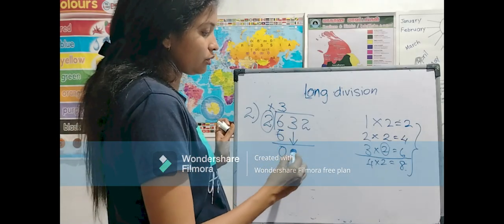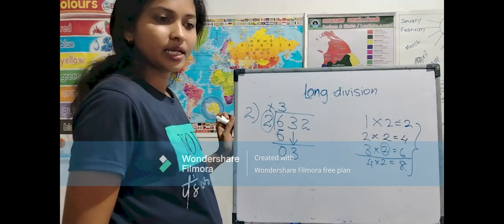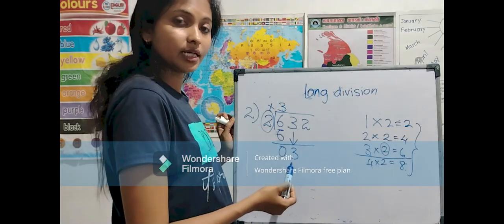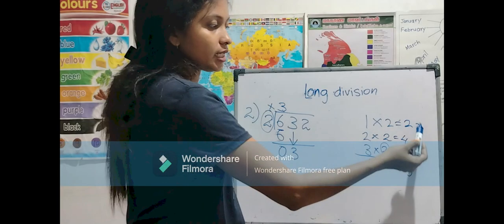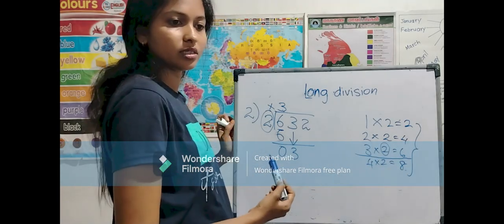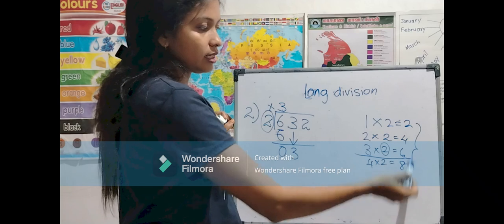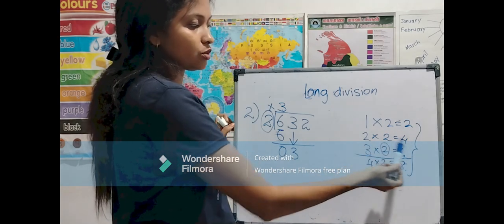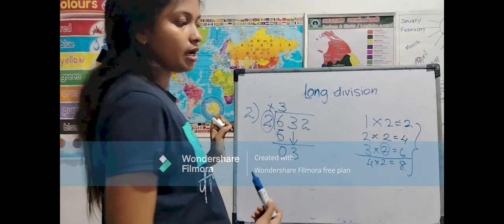Then bring down this number 3. What do you want to do here? You want to check whether number 3 is in here or not. Is it in here? No. 2 times 1 is 2. 2 times 2 is equal to 4. 2 times 3 is equal to 6.